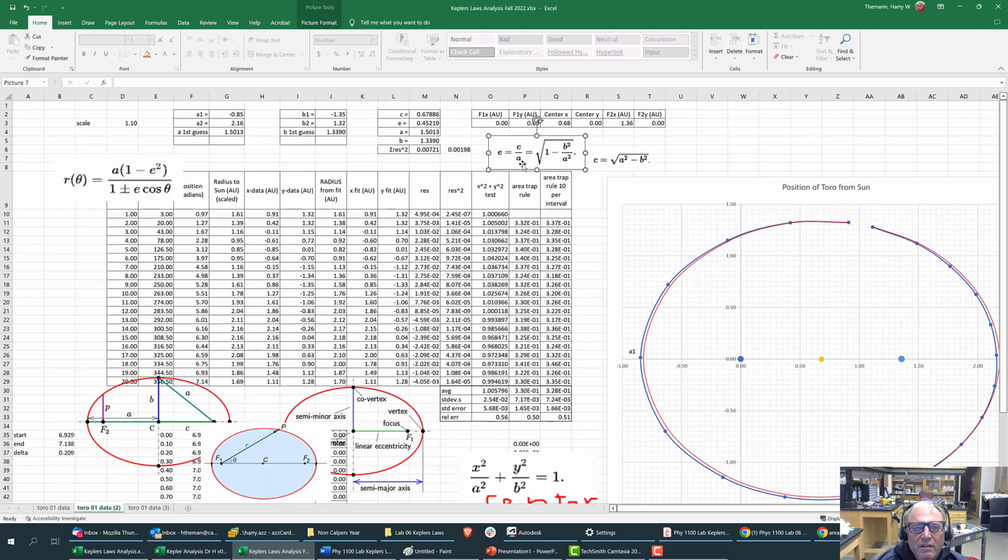Now, originally, I used E as C over A, but I want to just have A and B be my two fit parameters. I still need C though, because that tells me the distance from the focal point to the center. I want to find out where that goes. But I'm going to use this definition of E, the square root of 1 minus B squared over A squared. And there it is.